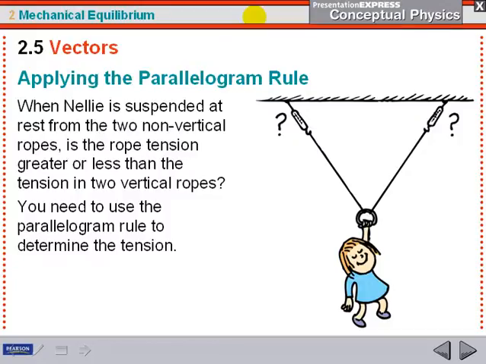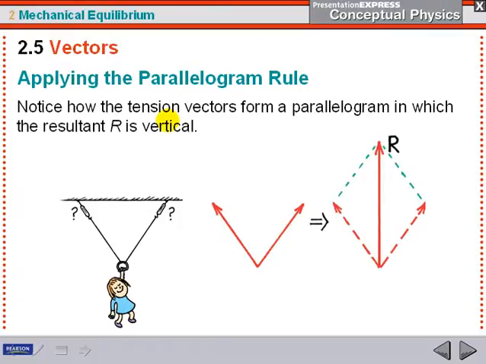So here's a question: which of these two ropes is going to have the greater tension in it? Is it going to be less than one, or greater than the other, or what is it going to be? So we'll use the parallelogram to determine this. Let's look. The resultant R here has to be equal to her weight. So the first thing that you would do is draw the resultant R here, and if you draw your diagonals downward here, you end up with the two resultants there.